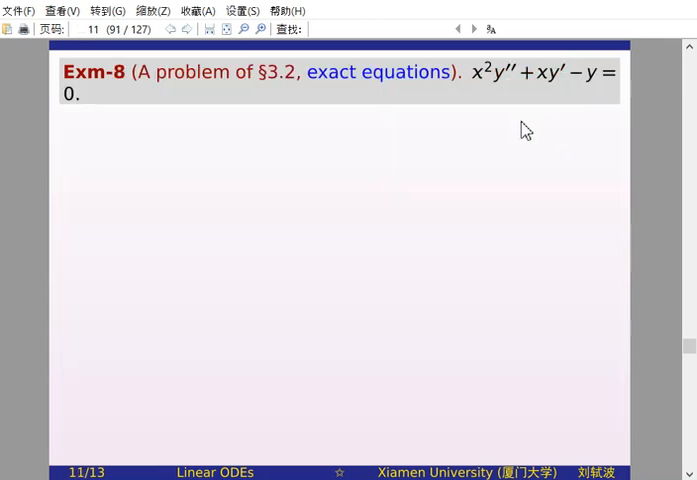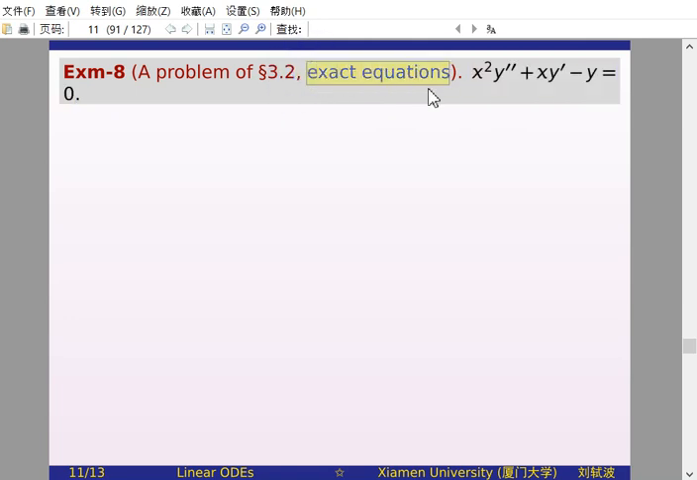Next, we consider this example. This is x squared y double prime plus xy prime minus y equals 0. So this equation is also an Euler equation. Sorry, maybe not. Yes, it is an Euler equation, but it is also a so-called exact equation.